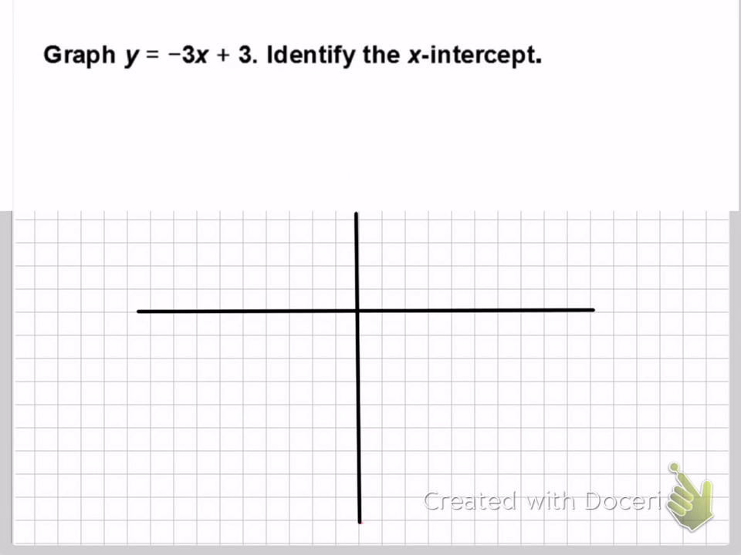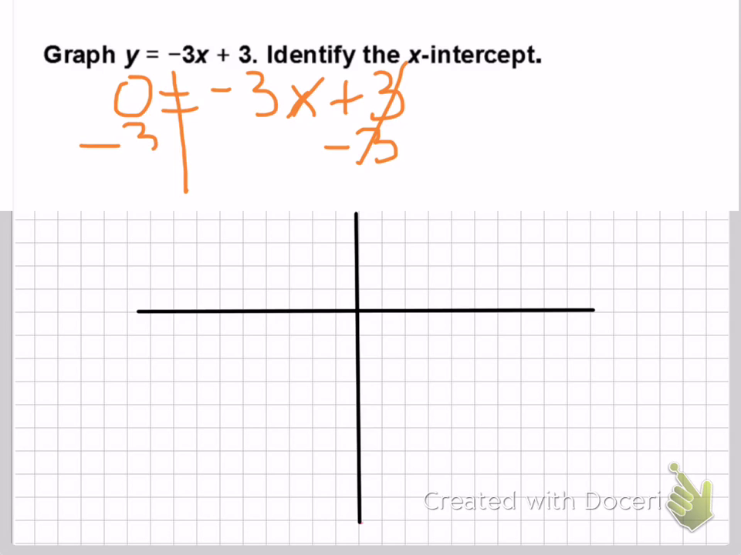Let's try another one. Graph y equals -3x plus 3. Then identify the x-intercept. Well, let's say I didn't have a graph and I just needed to find the x-intercept. When you took notes before, you said to put a 0 in for the y. So let's do it mathematically. 0 equals -3x plus 3. And then we solve the equation to get x by itself.